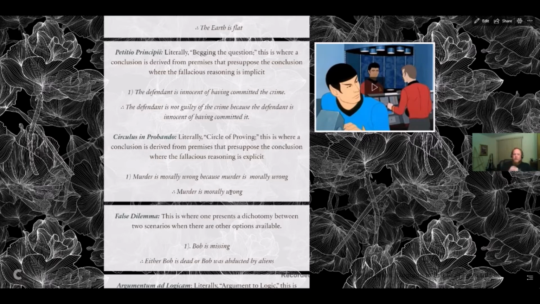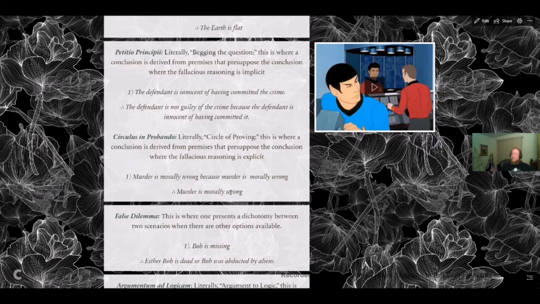On the other hand, Circulus in Probando is where we literally argue in a circle, and we're not even trying to hide it. So we say something like this: murder is morally wrong because it's wrong. It's wrong because it just is. Circular reasoning, and there it's explicit. I'm not even trying to hide that I'm arguing in a circle.